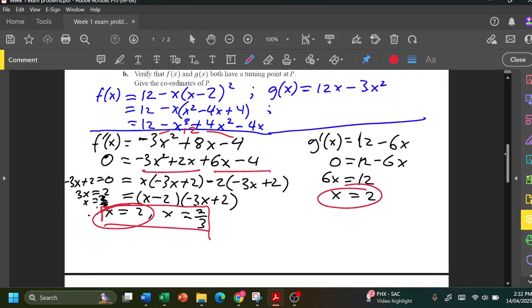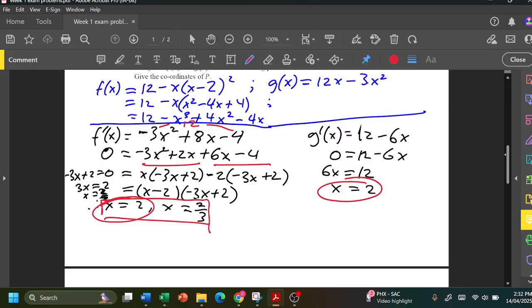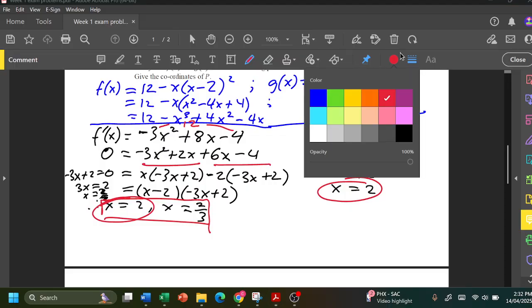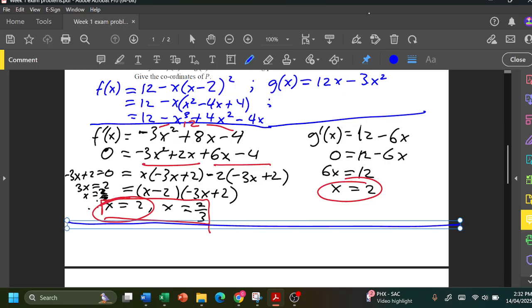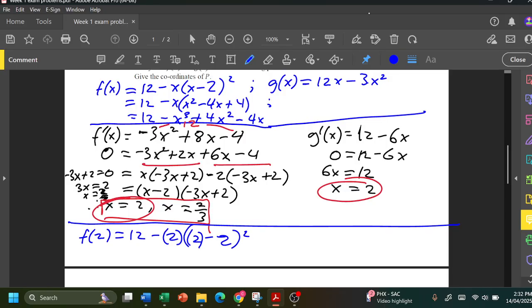So how do we do that? Well, we're going to have to substitute in x equals 2 into both functions f and g and make sure that they're both equal to the same thing. So let's do that. We're going to take the function f when x is equal to 2. Just remember that that function is written up the top here. So I'm going to substitute in 2. We're going to get 12 minus 2 times (2 minus 2) squared. Now 2 minus 2 is just equal to 0, so this is just equal to 12.